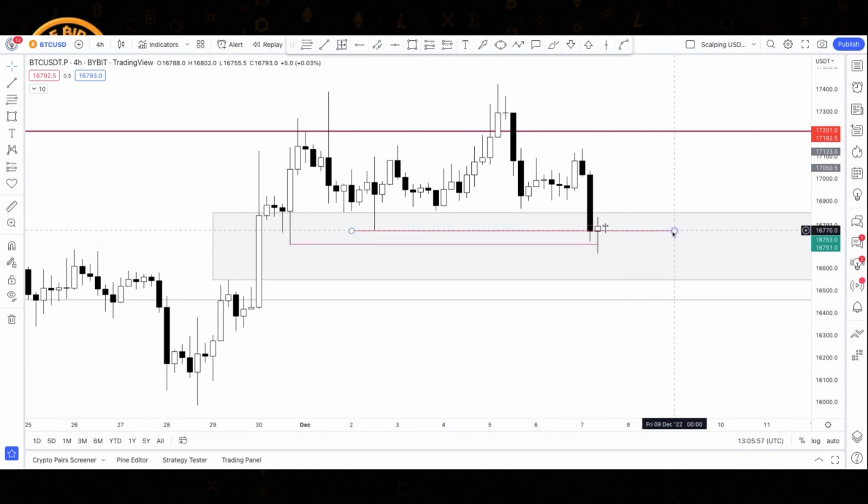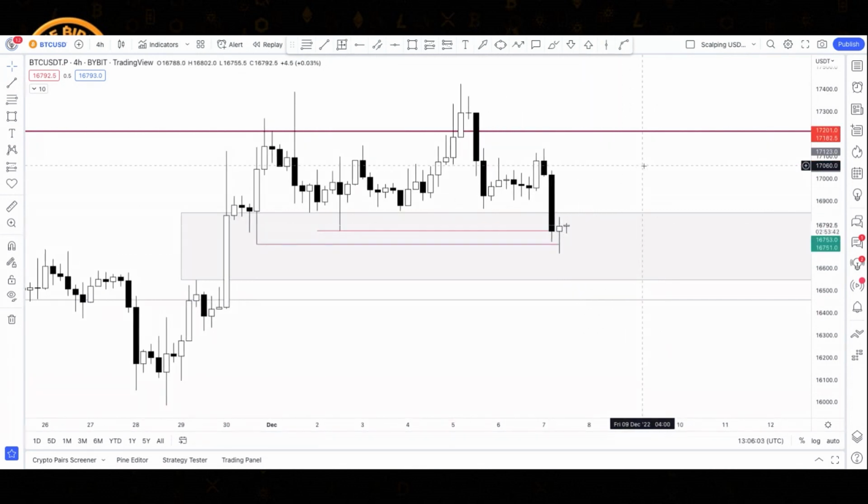So what we're saying to ourselves, okay, is we've run liquidity down here. Is this enough to now make price continue and get back into a bullish formation? Or are we looking for price to drop lower? So we know we've got our daily fair value gap here.